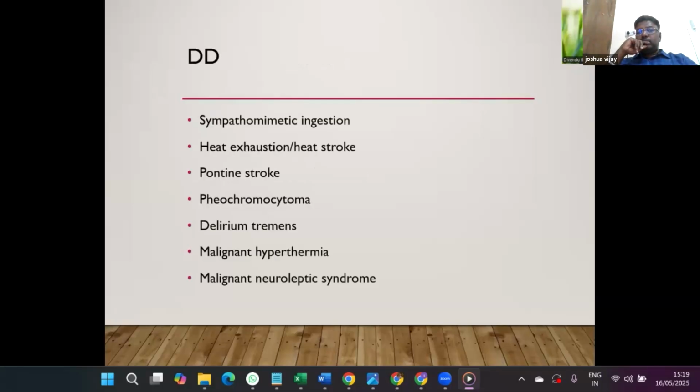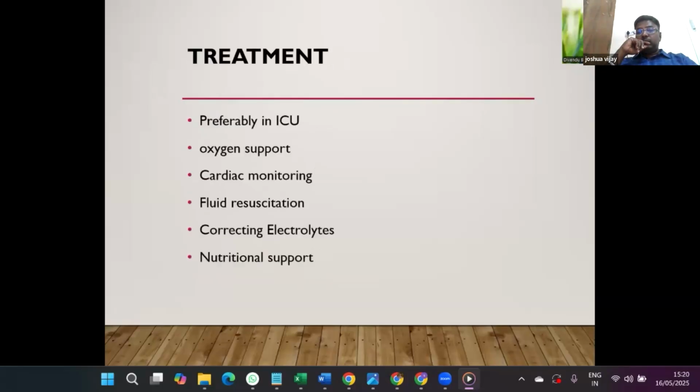What are the common differential diagnoses? Differential diagnoses are sympathomimetic ingestion, heat exhaustion, heat stroke, pontine stroke, pheochromocytoma, delirium tremens, malignant hyperthermia, and neuroleptic malignant syndrome. Treatment is usually preferred in the ICU with oxygen support and cardiac monitoring, fluid resuscitation, correcting electrolytes, and nutritional support.